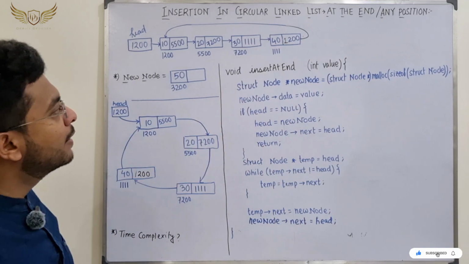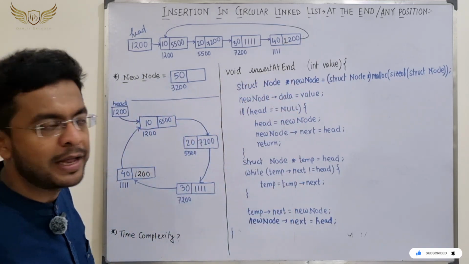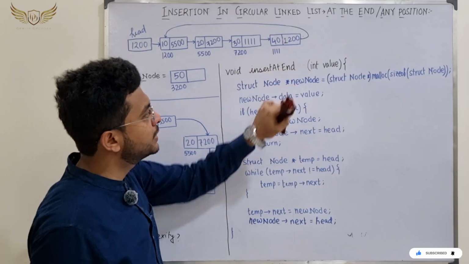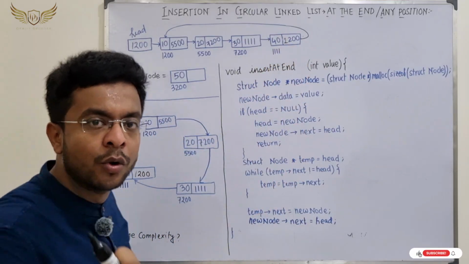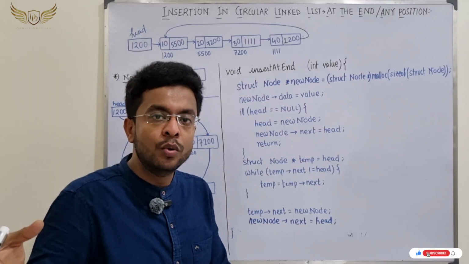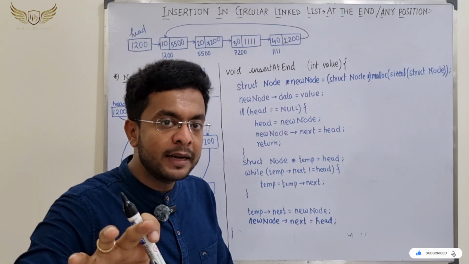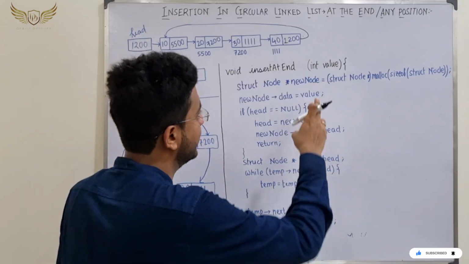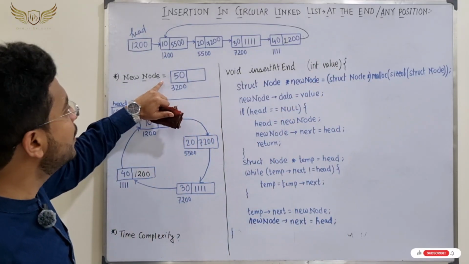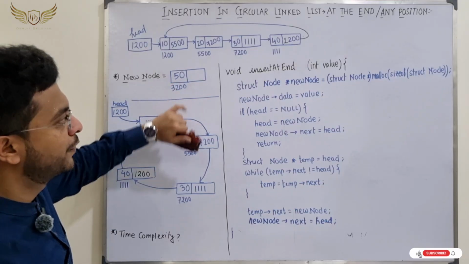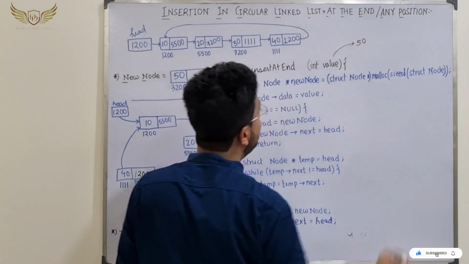Suppose the name of the function is insert at end, because that should look like a valid name. If we want to insert a node, we should pass a value. That value will be inside that node's data part, and that would be inserted. So we are taking a parameter that is int value. Suppose the value is 50.